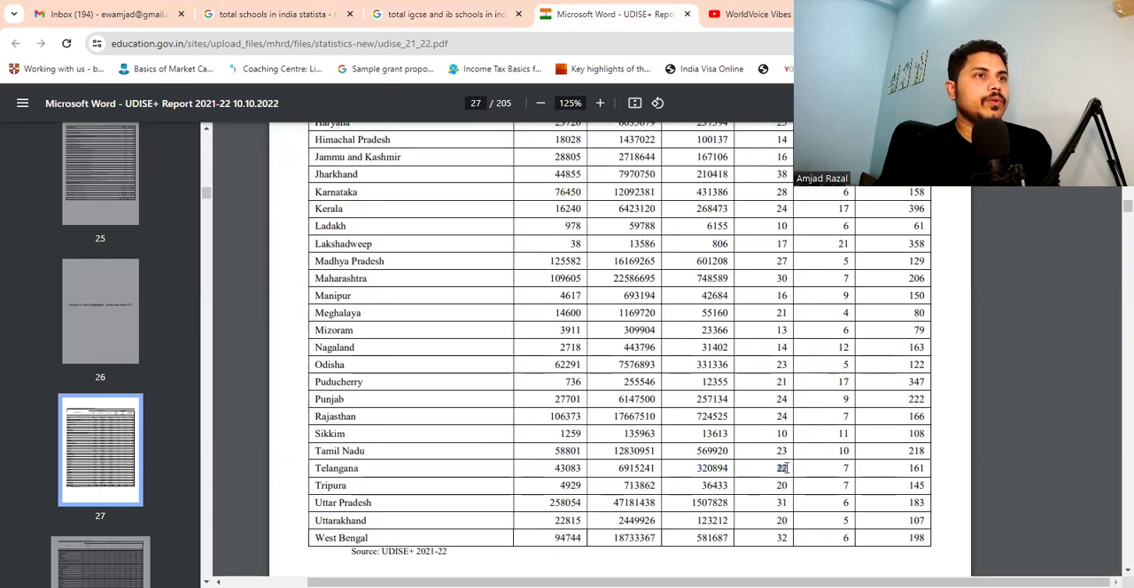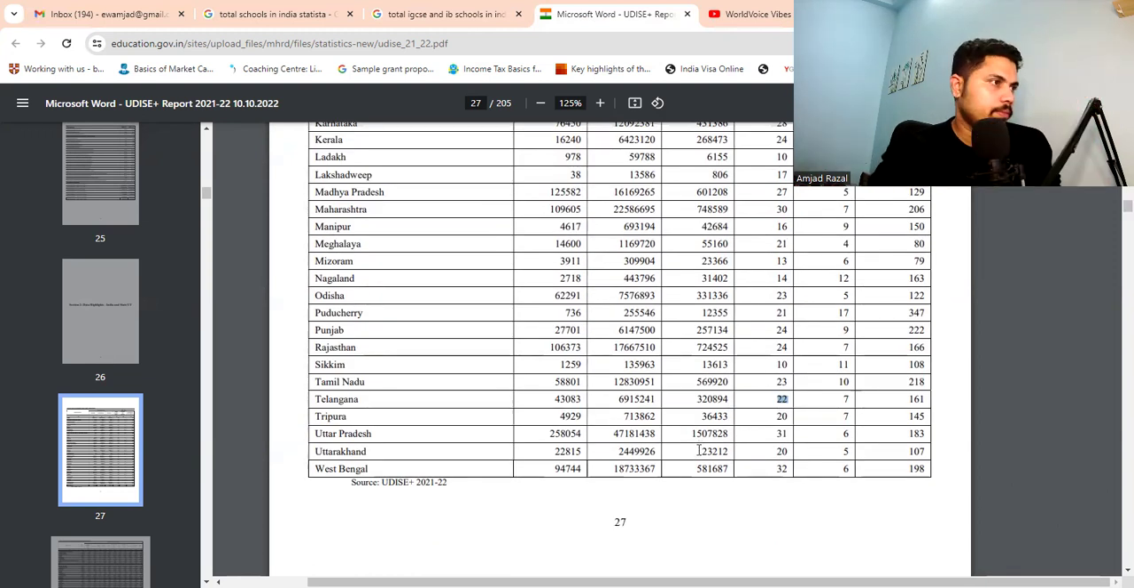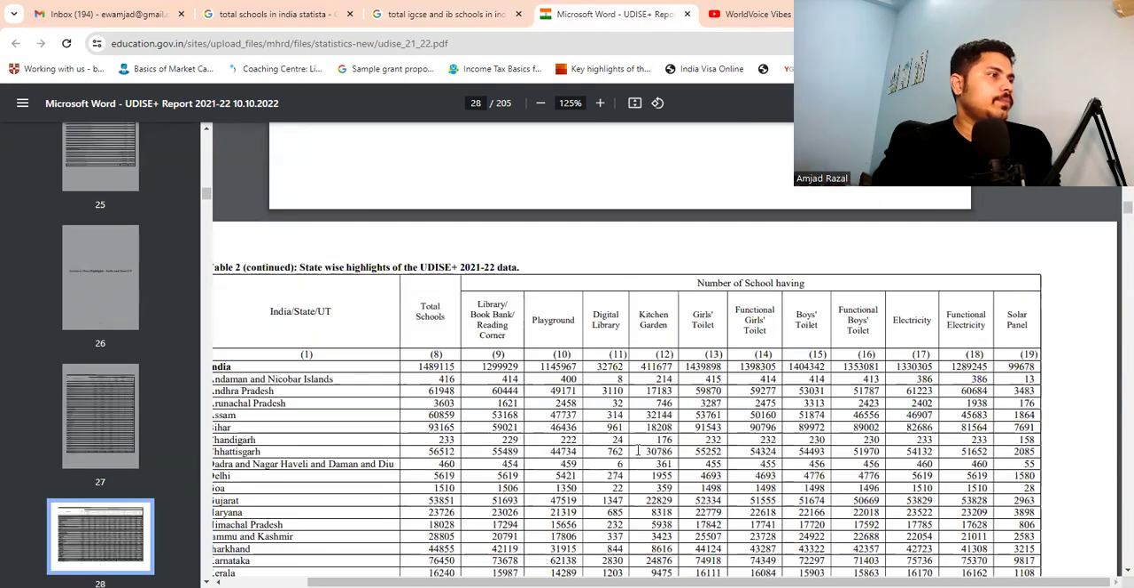I'm seeing here 22. This could be the average, but there are schools where the basic number in any class is like 30, 35. Somewhere it is 40, somewhere it is 50. I kind of find it hard to believe, but that's fine. We're just seeing the number. I don't know. Okay.